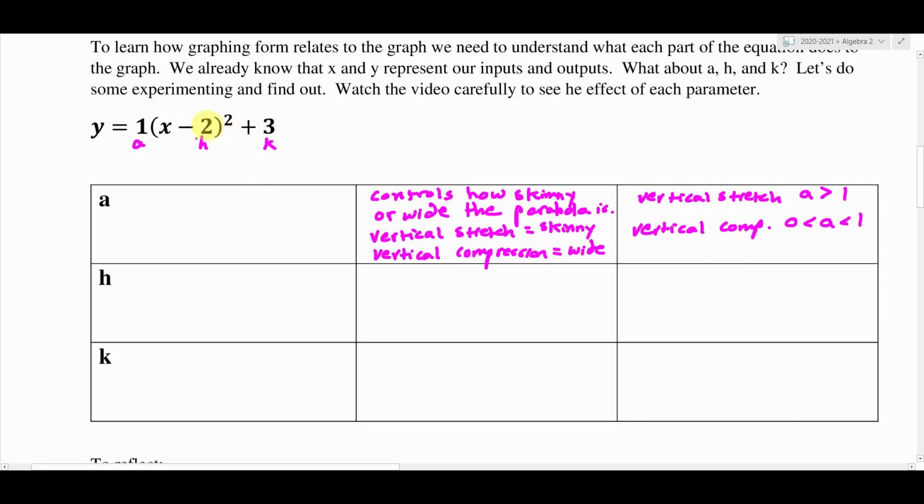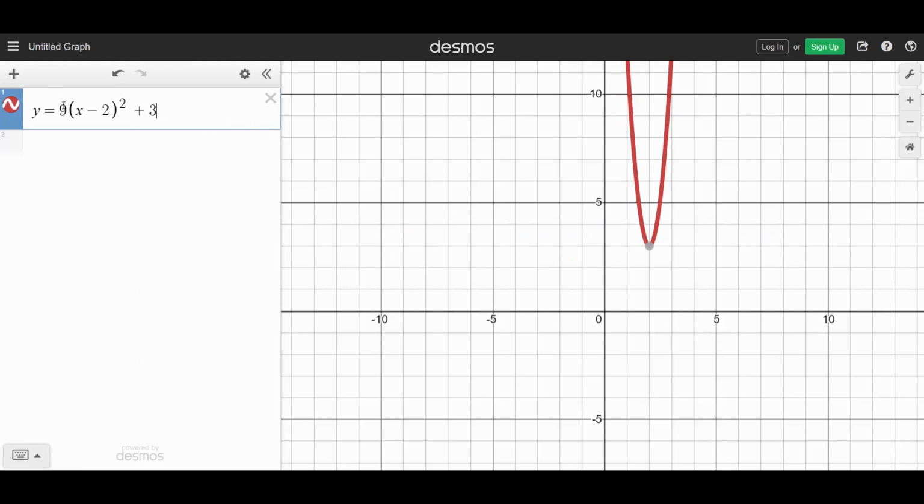All right, so let's now experiment with this h value. This is the number inside of the parentheses. So I'm going to go back to my Desmos graph and mess with this number to see what effect it has on the graph. Let me change this back to a 1, that's what we originally had. Now let's try a 5 again. So I'm going to go from -2 to -5, and just go back and forth here.